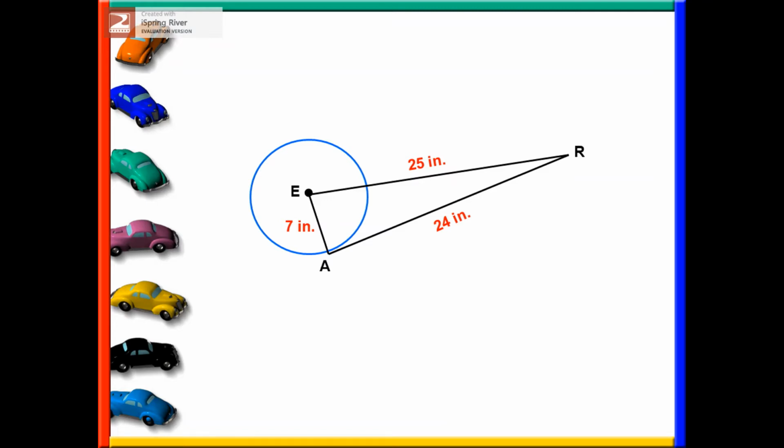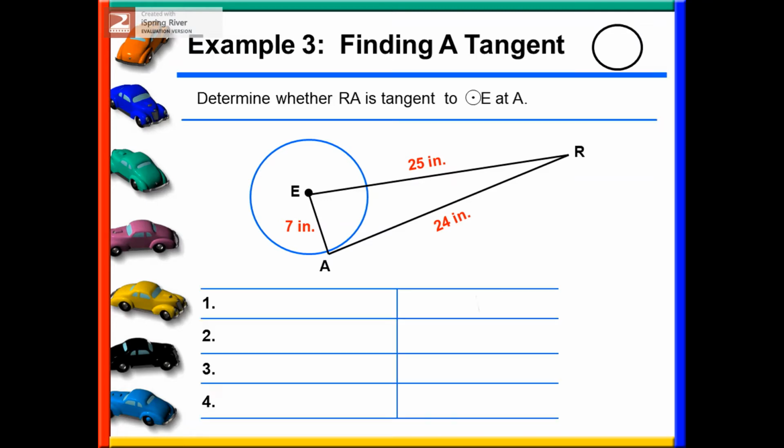Example 3. Finding a tangent. Determine whether RA, or line segment RA, is tangent to circle E at A. So we have the given line segment EA, which is a radius, line segment ER, which is 25 inches, and line segment AR, or the other leg, is 24 inches.